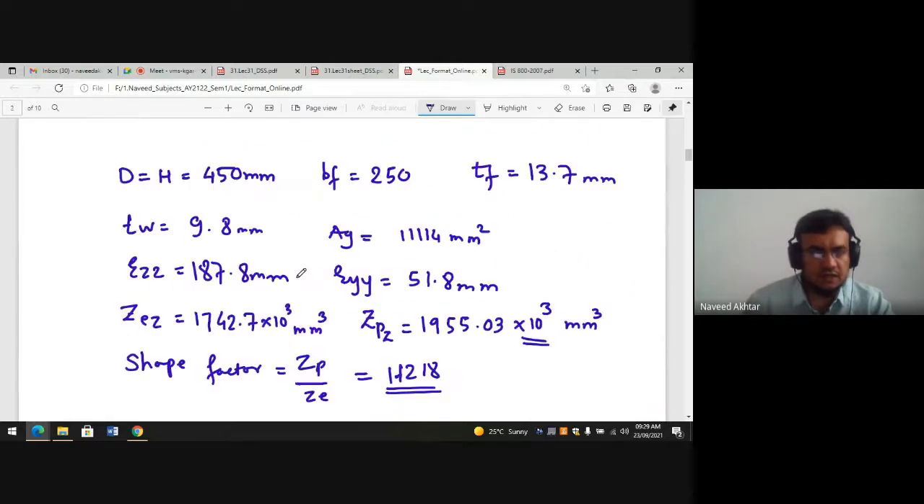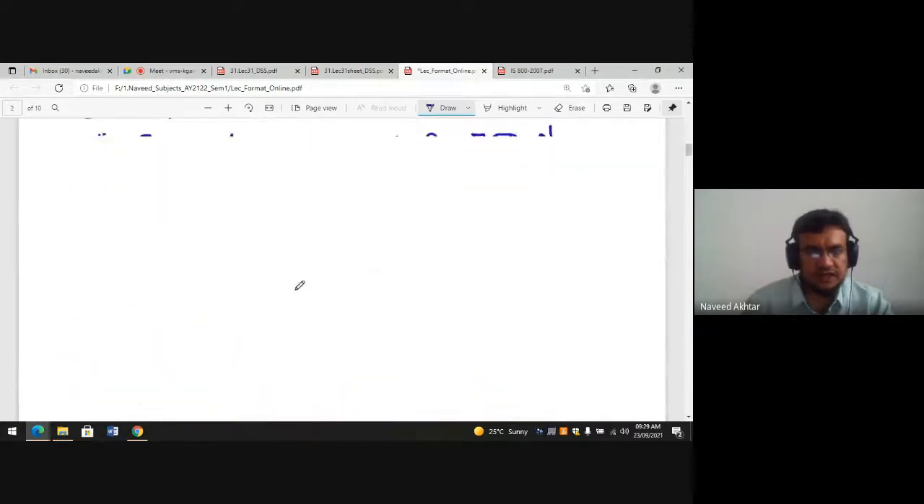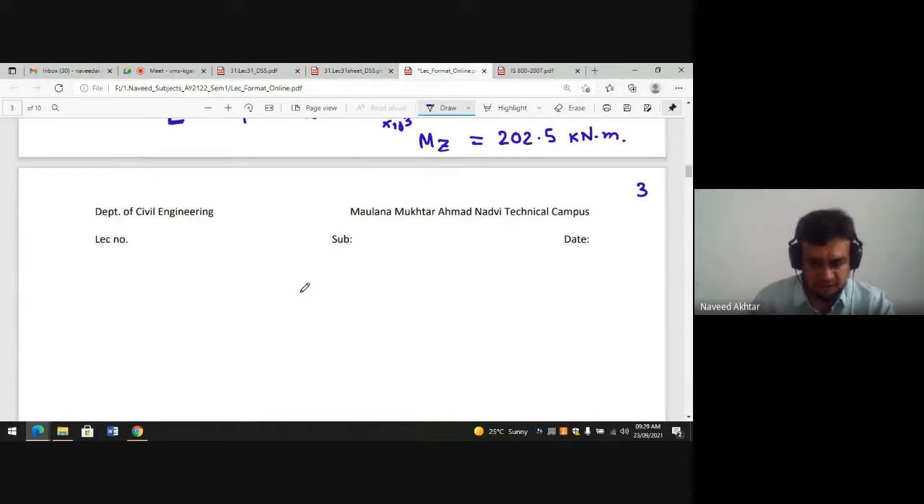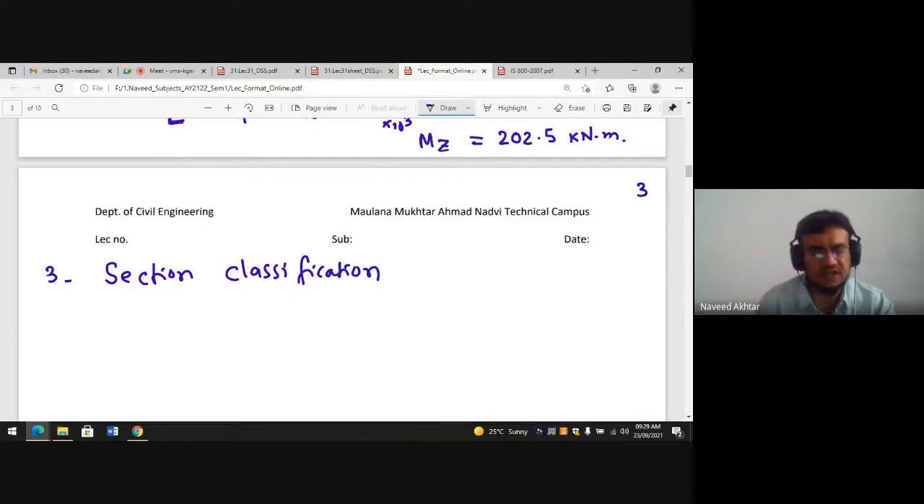Now we will write down step number 3. You know the sectional properties. You need to find out the section classification of the section. Why is section classification needed? To find out whether the effective area is equal to AG or not.